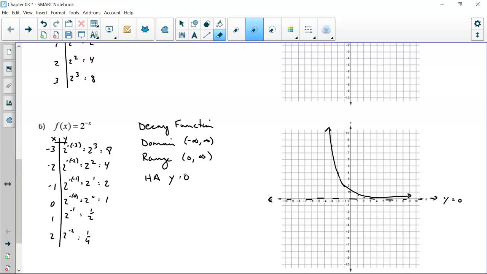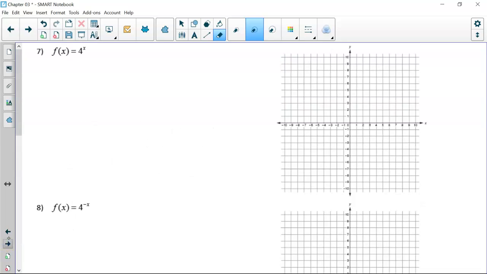All right, let's do some more. Next page. 4 to the x. Make a quick table, -2, -1, 0, 1, 2. I'm doing this by hand because I want to practice with my exponents. 4 to the negative second, 4 to the negative first, 4 to the 0, 4 to the first, 4 squared. 4 to the 0 is 1, 4 to the first is 4, 4 squared is 16. 4 to the negative first is 1/4, and 4 to the negative second is 1 over 4 squared, which is 1 over 16. You can see that's the reciprocal of 4 to the second, 1 over 16.